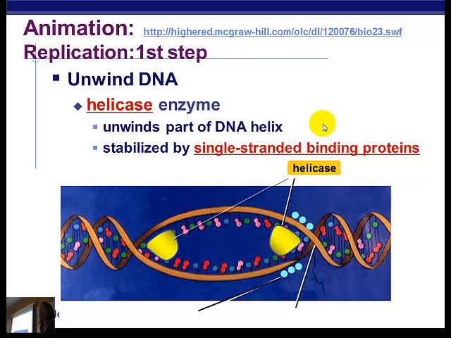Now, once your DNA is unzipped, it reacts with single-stranded binding proteins. Single-stranded binding proteins stabilize the DNA to make sure nothing happens to it while you're waiting for it to be copied, because you don't want your DNA to get damaged or to have anything bad happen. So do you consider them an enzyme? They are not an enzyme. So we're not going to put them in our T-chart. Single-stranded binding proteins stabilize the DNA after helicase comes through.